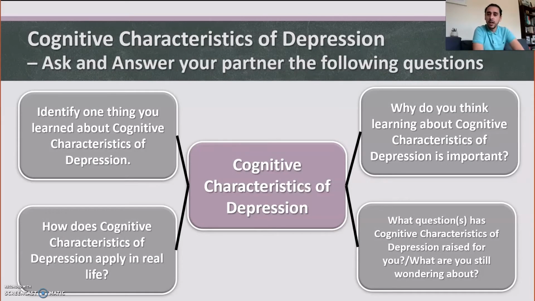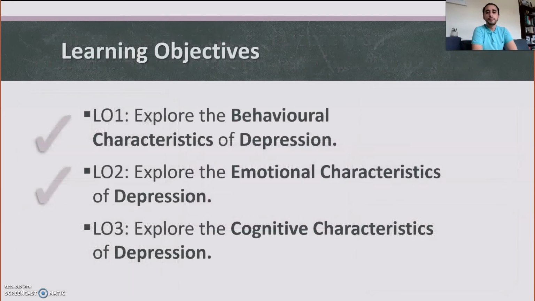Identify one thing you've learned about the cognitive characteristics of depression. Why do you think learning about it is important? How does this apply in real life? Who is this information useful to? And what questions has this raised for you? What are you still wondering about? You get any more questions? Let me know. Put it in the comments. I'm not going to answer that. Right. Explore the cognitive characteristics of depression.